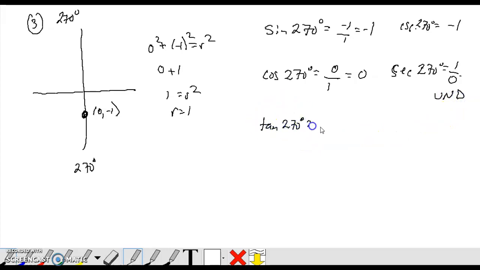Tangent of 270, which gives us your y over x. So again, that's also undefined. And then last but not least, cotangent is 0 over negative 1, which gives you 0.